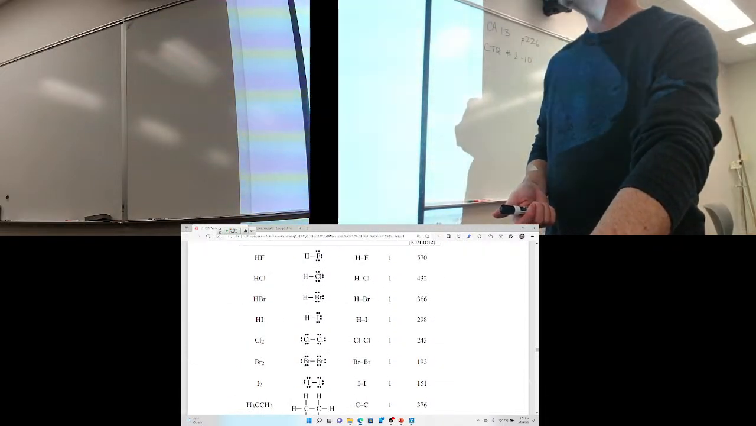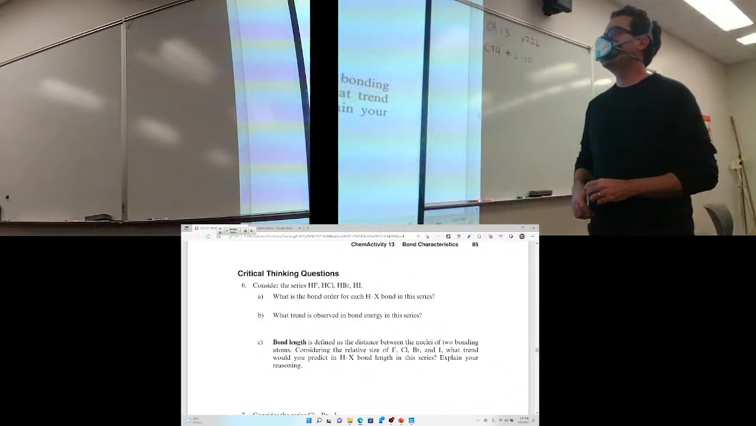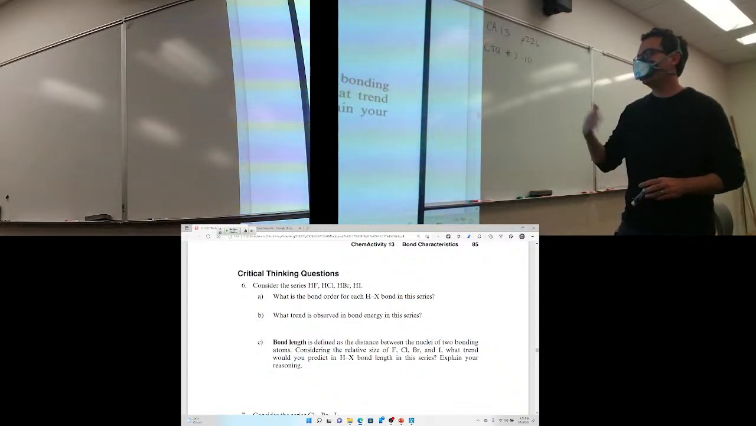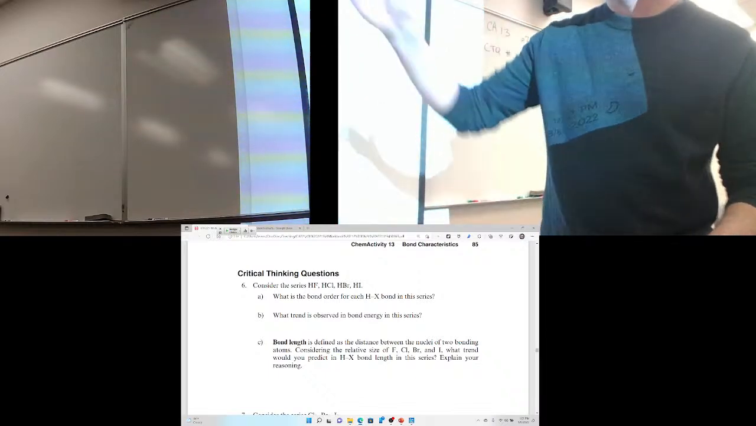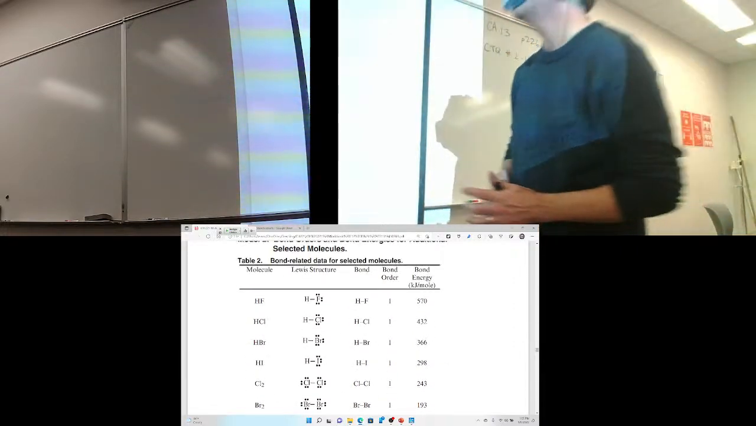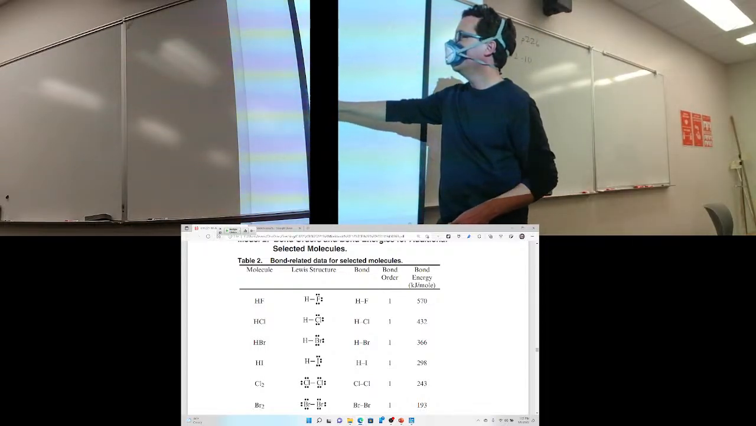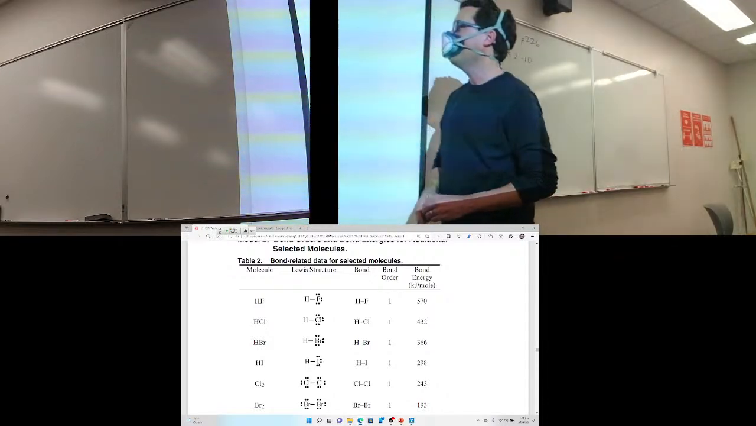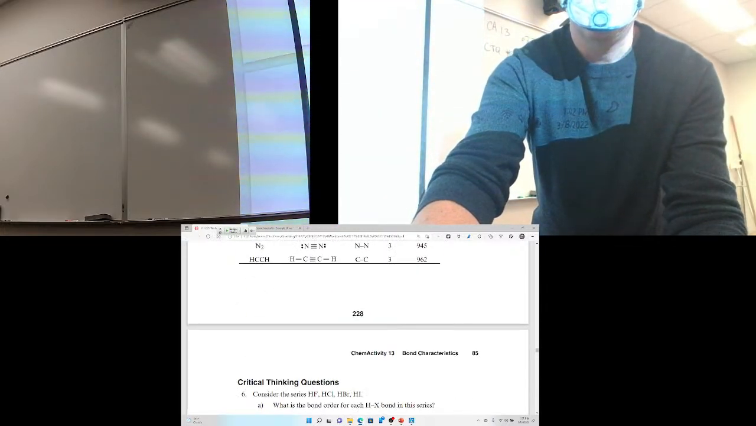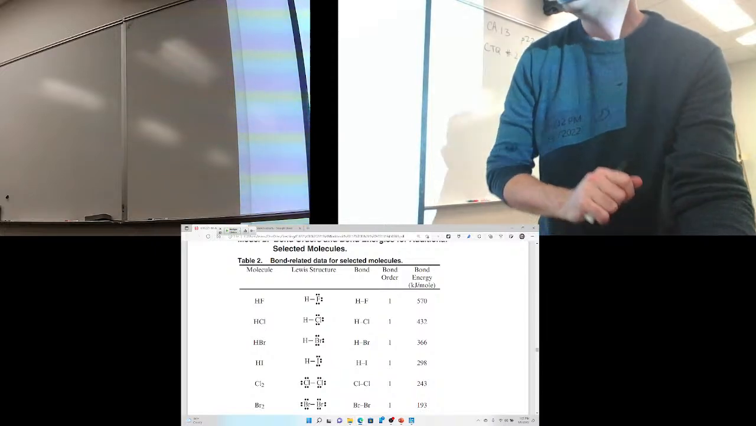So here's another table, slightly different than the first one, and we're going to answer questions based on it here. Consider the series: what is the bond order, what is the trend in energy, and what trend would you predict for the size? Let's do the first two, bond order and bond energy. I think this is not hard to see. You look at HF, HCl, HBr, HI. The bond energy is going down as you go down the periodic table from F to I. Oh, bond order. Yeah, they're all bond order 1. They're all single bonds. But the bond energy is going down.